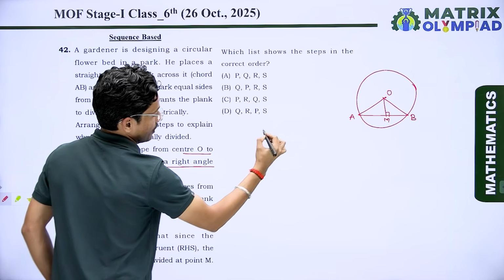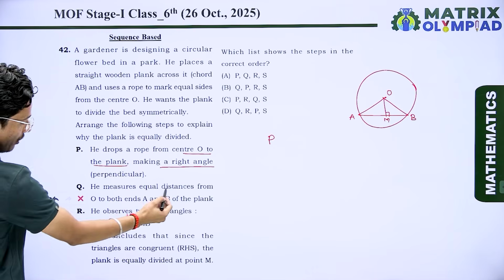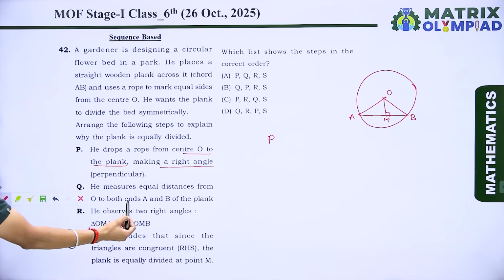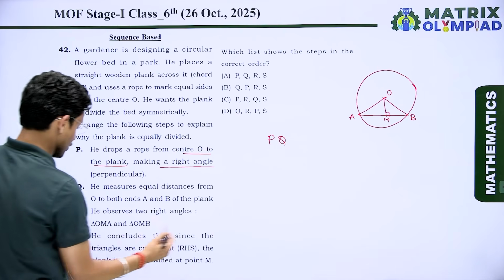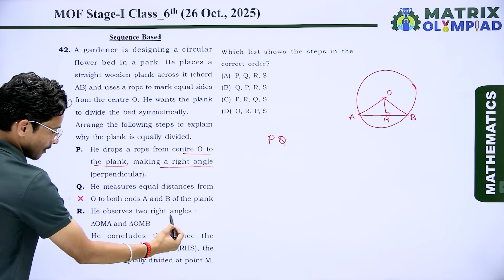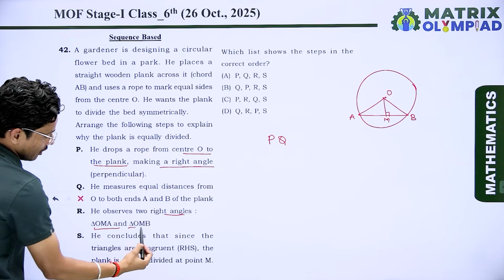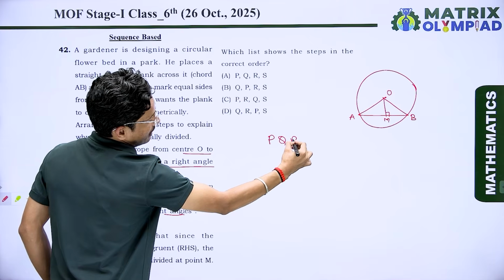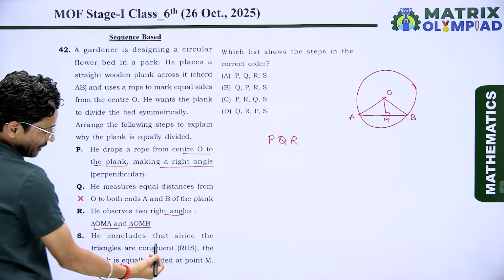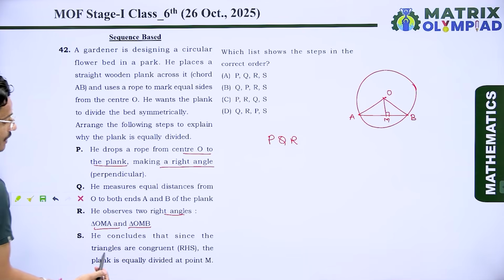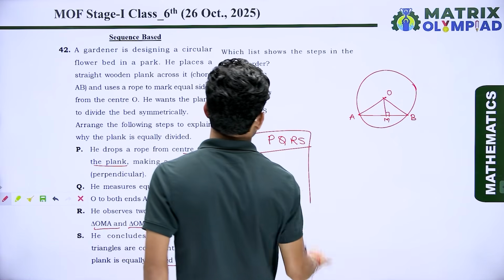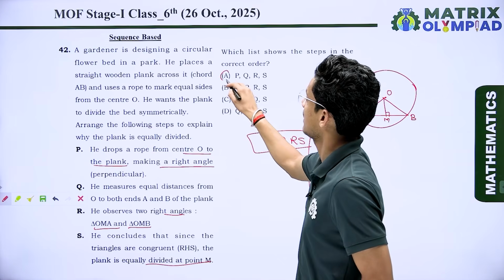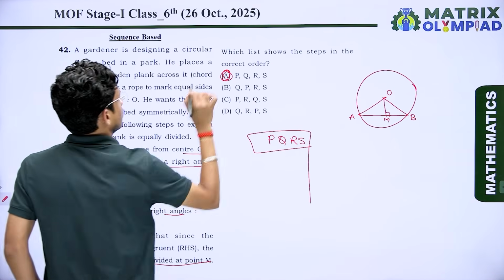It means first we take P. After that, he measures equal distance from the O to both ends A and B of the plank. Then we take Q. After Q, he observed two right angles OMA and OMB. After that, we can take R. And last, he concludes that since the triangles are congruent by the RHS rule, the plank is equally divided at M. Yes, this one is S. So the correct sequence is PQRS. It means option number A is the correct answer over here.